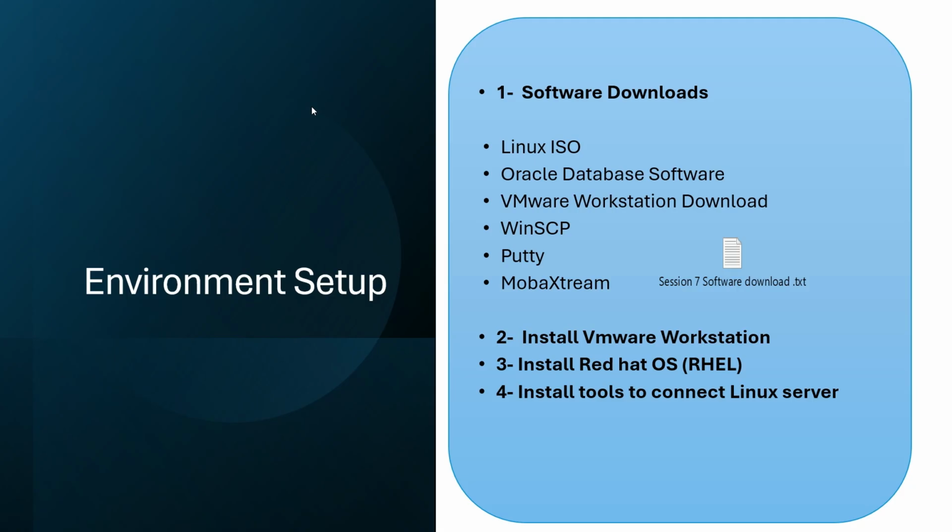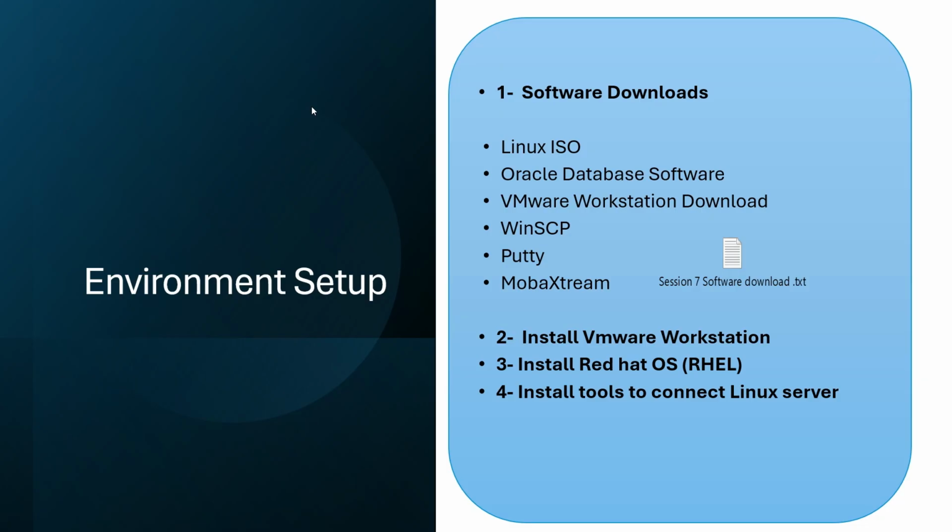Okay. So you will be able to download Red Hat 8 onwards. Red Hat 7 is out of support. Red Hat 8 to Red Hat 10, whichever ISO you want, you can download. I'm going to use Red Hat 8.6 for the Oracle database installation and everything.